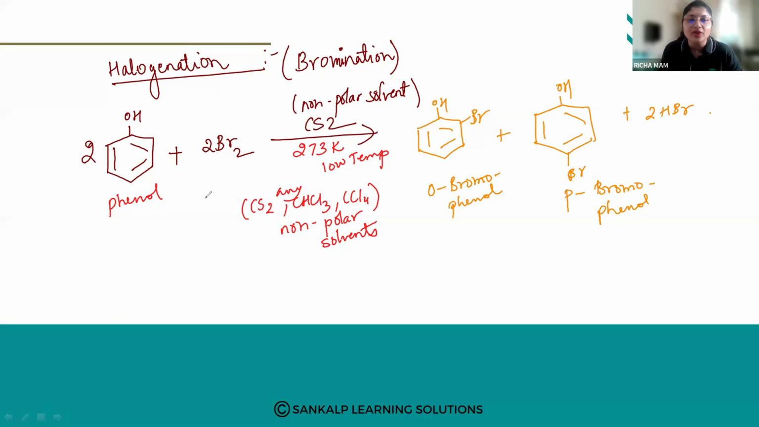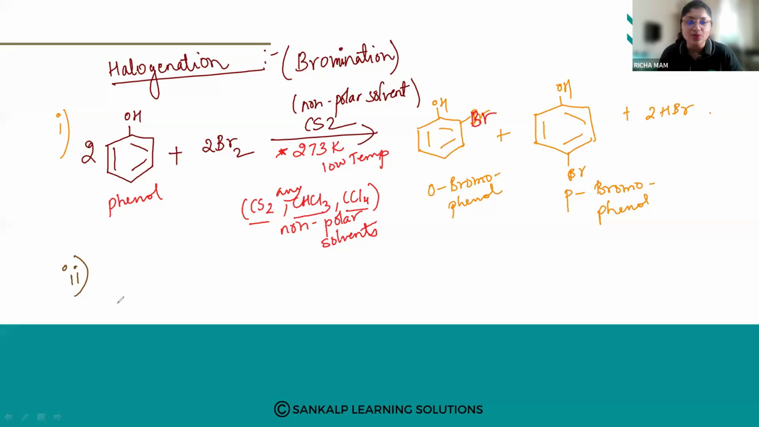This is the first reaction in halogenation. We have taken phenol and reacted it with Br2 in the presence of any non-polar solvent, that is CS2, CHCl3 or carbon tetrachloride, at a very low temperature of 273 Kelvin. And we get ortho and para substituted bromophenols. Got it? Okay, so let us go for the second one.